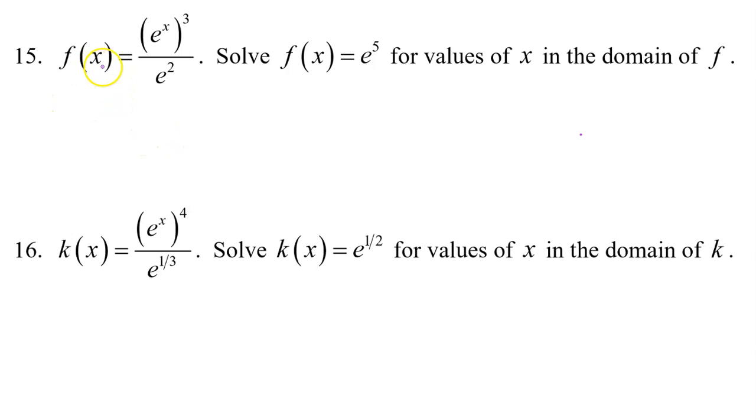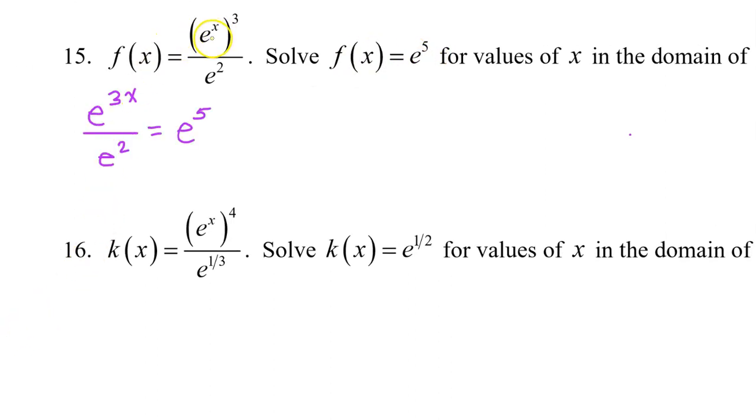Number 15, f of x is equal to e to the x power to the third power divided by e squared. Solve f of x equals e to the fifth power for values of x in the domain of f. So we need to set f of x equal to e to the fifth power.